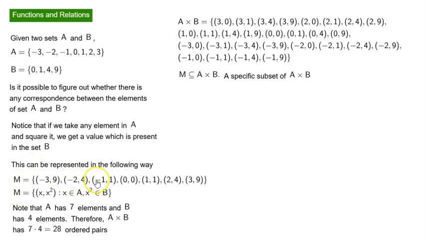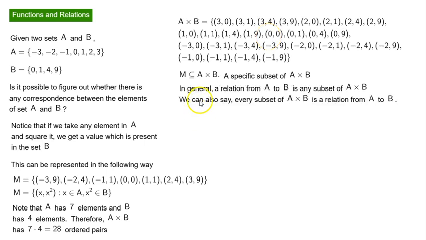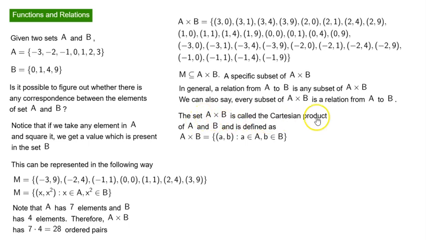Now, M is a subset of A times B. That is a specific subset of A times B. In general, a relation from A to B is any subset of A times B. We can also say every subset of A times B is a relation from A to B. So here M is a relation between A and B. The set A times B is called the Cartesian product of A and B and is defined as A times B is equal to the set of ordered pairs (a, b), where a is in A and b is in B. We saw this definition in the previous session also.